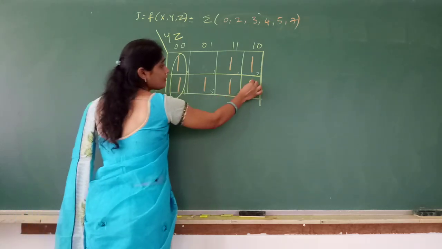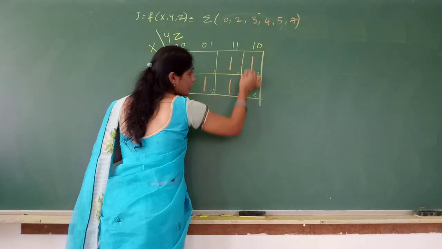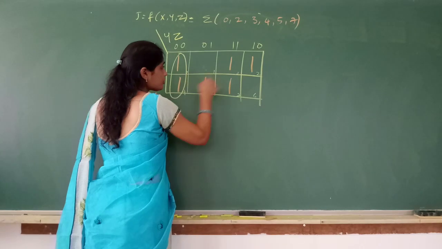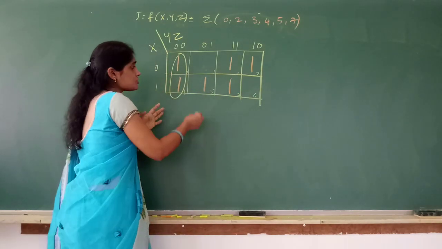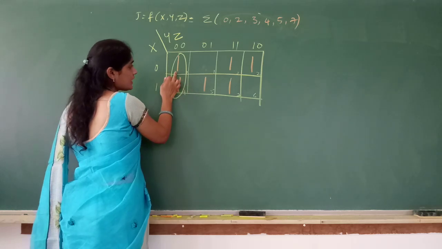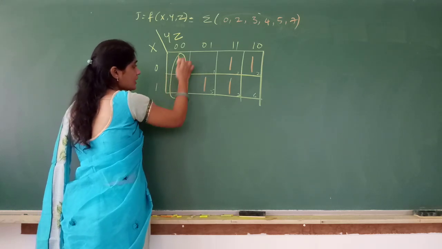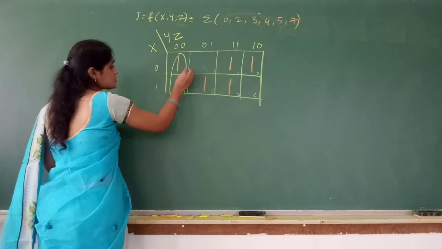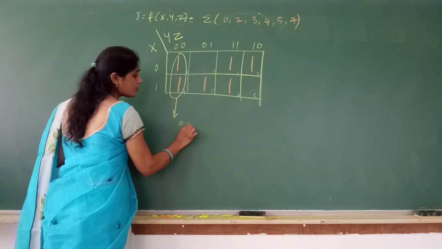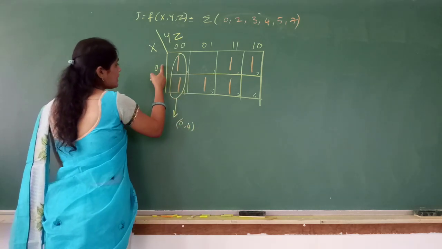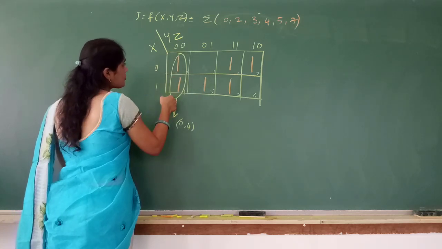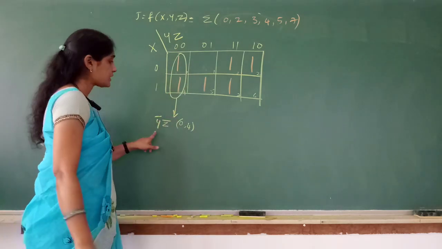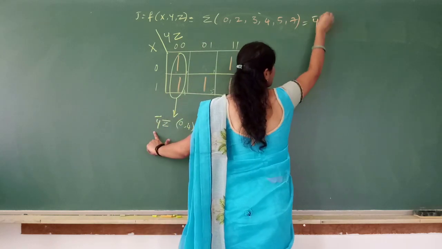If I had 1 here, since corner cells are adjacent, I would have grouped 0, 2, 4, 6. But for 6 I don't have a min term. So this is the largest grouping I will get for this 0. 0 can be combined only with 4 but not with any other min terms because they are not adjacent. So when I group 0 with 4, what is the equation I get? X will get cancelled and y is 0 for both, so it is y bar, and z is 0 for both, so it is z bar. So y bar into z bar is the first term I get.